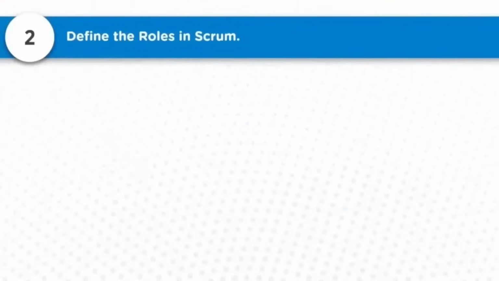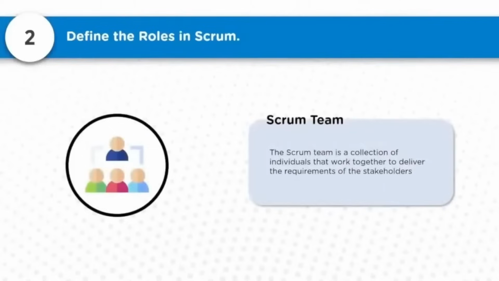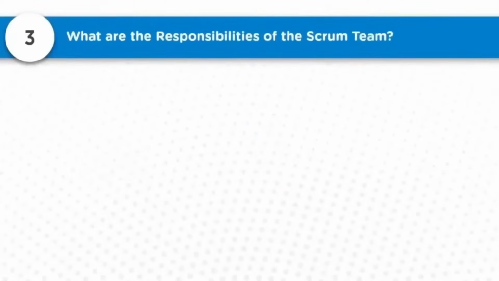The next role is the Scrum team. The Scrum team is a group of individuals who work together to deliver the requirements of the stakeholders. The Scrum team is generally of the size 5 plus or minus 2, and is self-organizing. The team members have various different capabilities, and each of their capabilities complements the others to accomplish the results required. So question number 3, what are the responsibilities of the Scrum team?